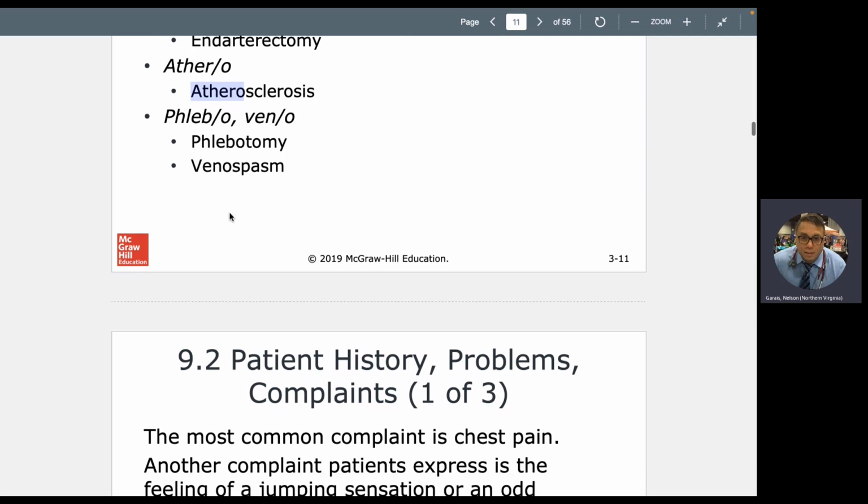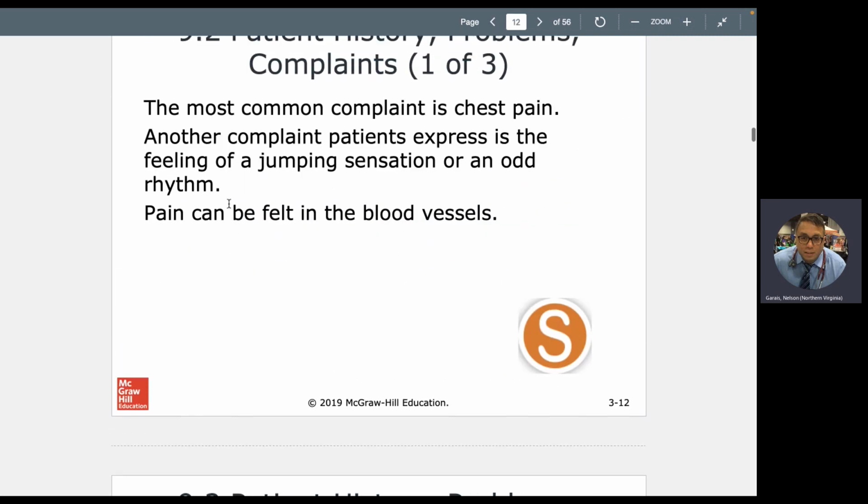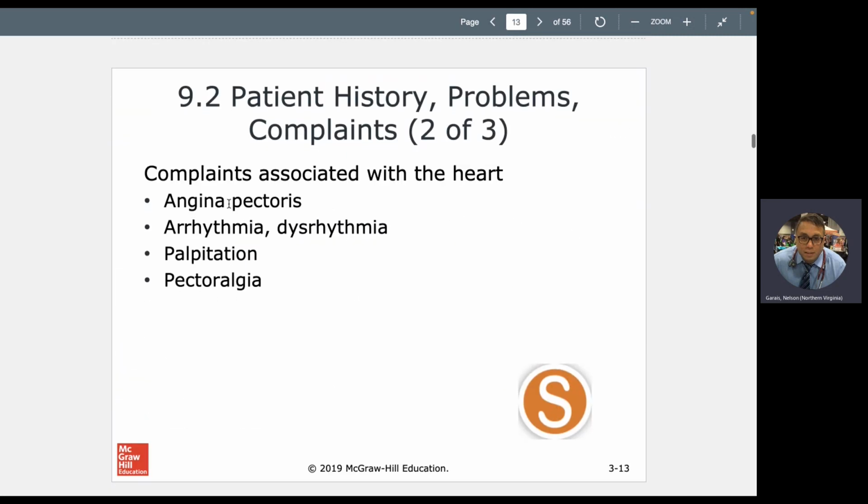Phlebotomy, we already learned about phlebotomy, and venipuncture means the same thing. Lovely, both A and B question. Angina pectoris, that's chest pain associated with your heart. Arrhythmia or dysrhythmias, remember the S1, S2, they have to go lub dub, lub dub, lub dub.